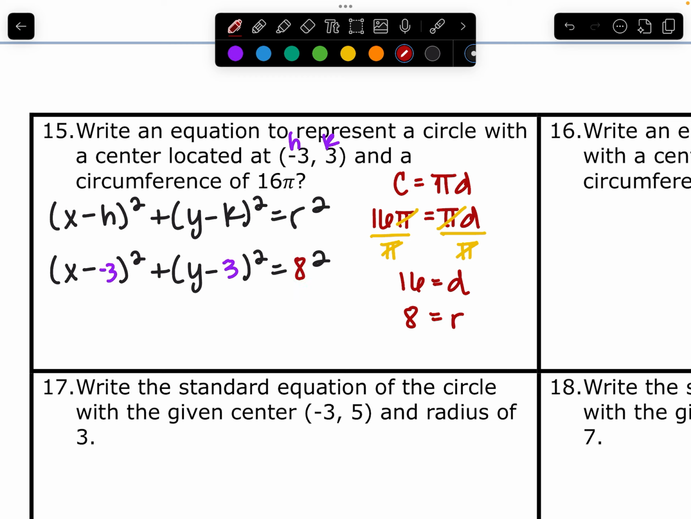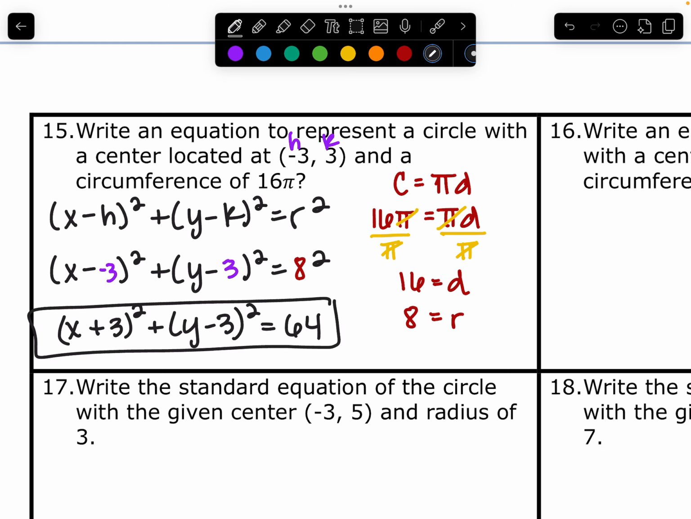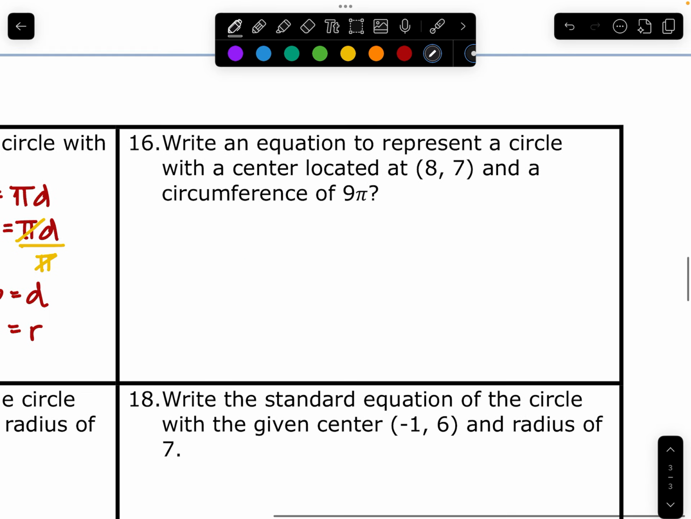All right, let's clean it up. So we have (x + 3), right? Because of that double negative in there. (y − 3), square that, and it equals 64. Go ahead and try number 16.